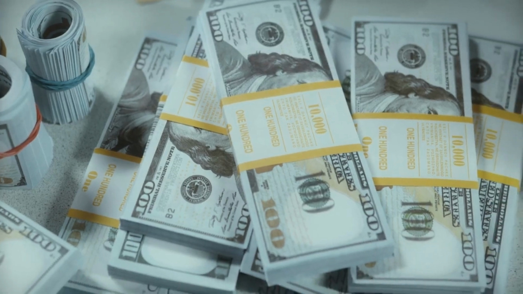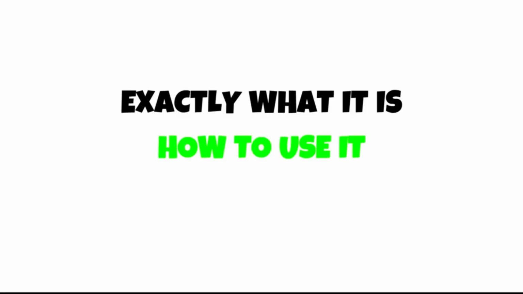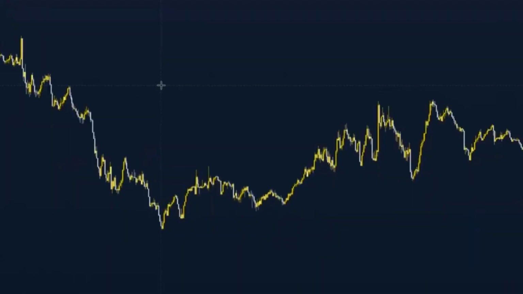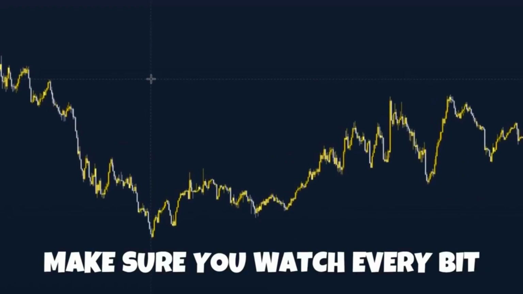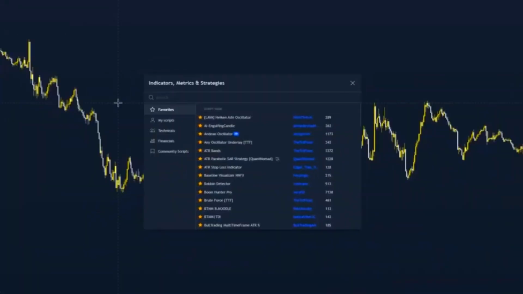If you want to see how I used one free indicator on TradingView to make 209% gain on the account, then stay tuned till the end of the video. We'll be using one free indicator and I'm going to show you exactly what it is and how to use it and how to take trades. But it's slightly different than the usual way, so make sure you watch every bit to see all the settings that you'll need and how to use it. We'll add one other indicator to the chart.